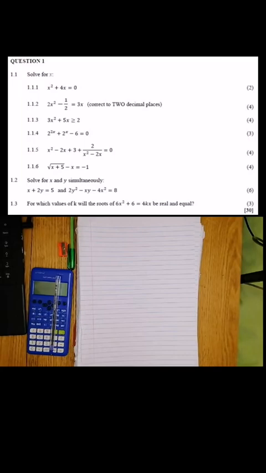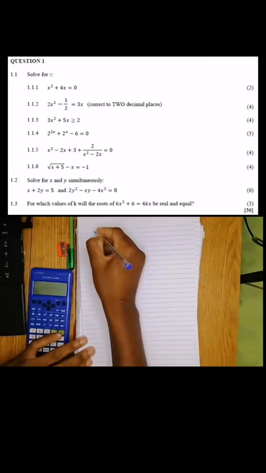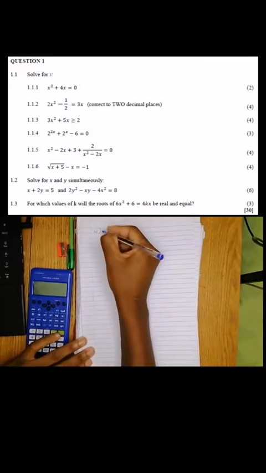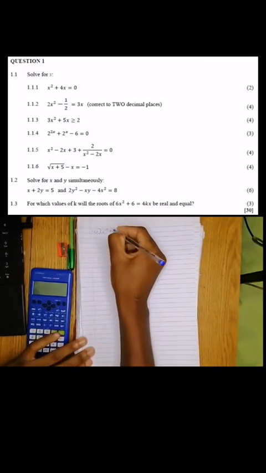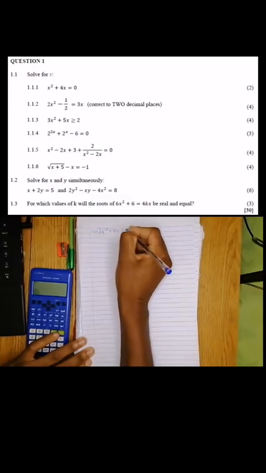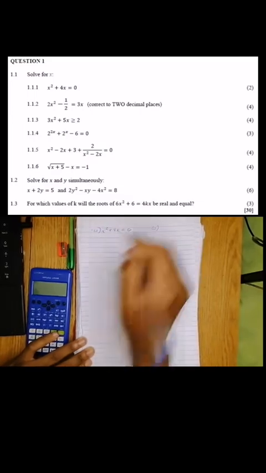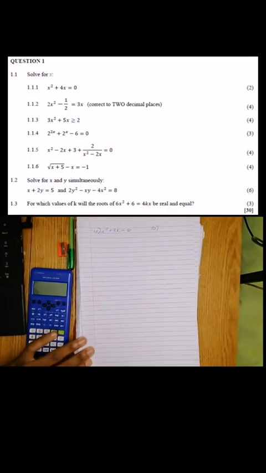We'll be doing Algebra grade 12 part 4. So I have an interesting question for you guys. As you can see here, we have question 1, 1.1, solve for x. So for 1.1.1, we have x squared plus 4x is equal to 0, which is 2 marks, guys. So this is an easy question, as you can see, guys.